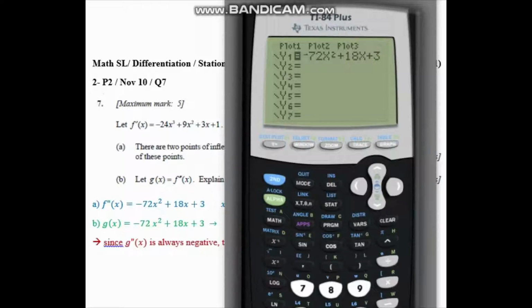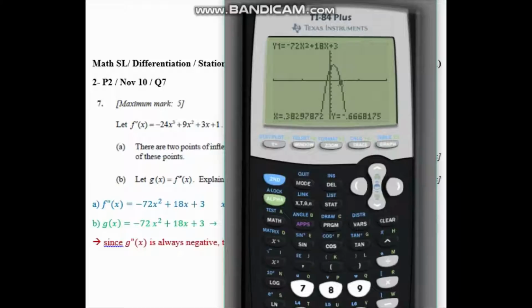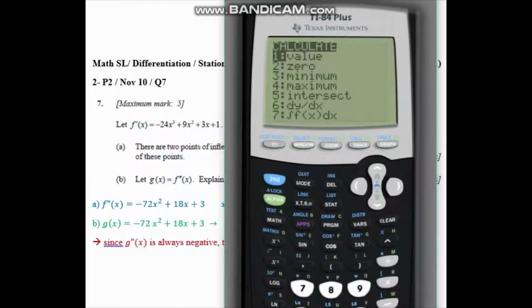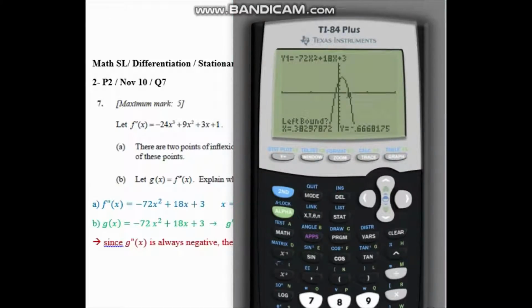So I sketched the curve f double dash of x right there. I'm going to click on trace. I get this quadratic function. In order to get where f double dash is 0, I'm going to press second, trace to get the calc operation, and I'm going to select 0. I'm required to get the left bound of the 0. So the 0 is where I cut the x-axis, so I'm going to drag the cursor to the left of that point.